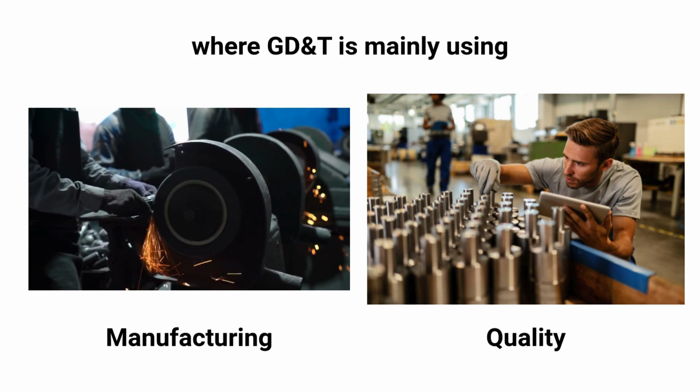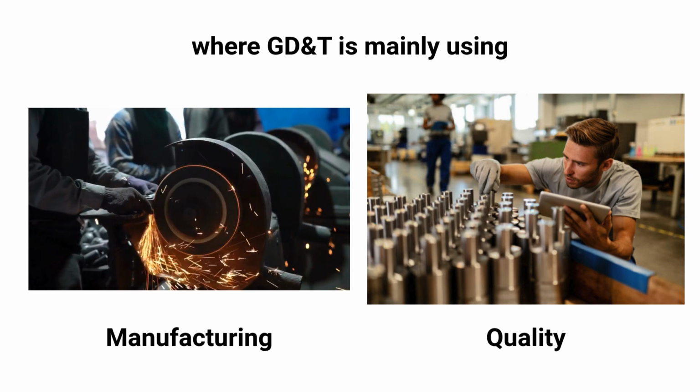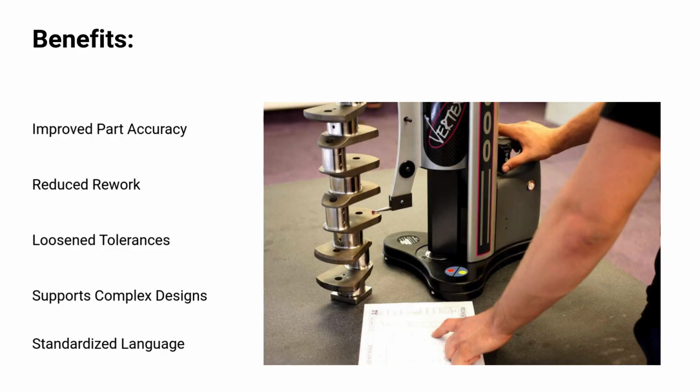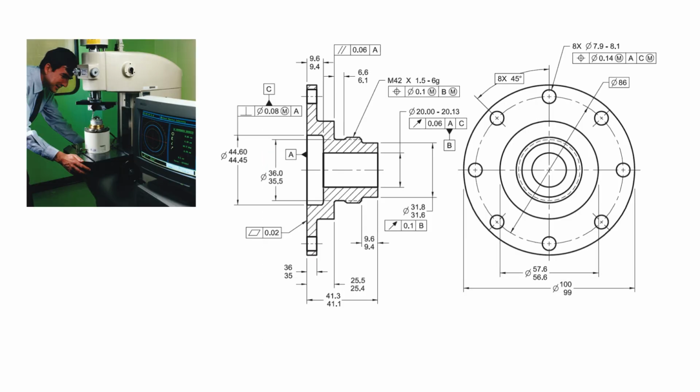Where is GD&T mainly used? One is the manufacturing process, to get a clear output. Another is the quality inspection process, where we place these parts. Let's take a look at the benefits: improved part accuracy, reduced rework, looser tolerances, support for complex designs, and standardized language. This is how it looks when you apply GD&T symbols and tolerance values in your drawing.